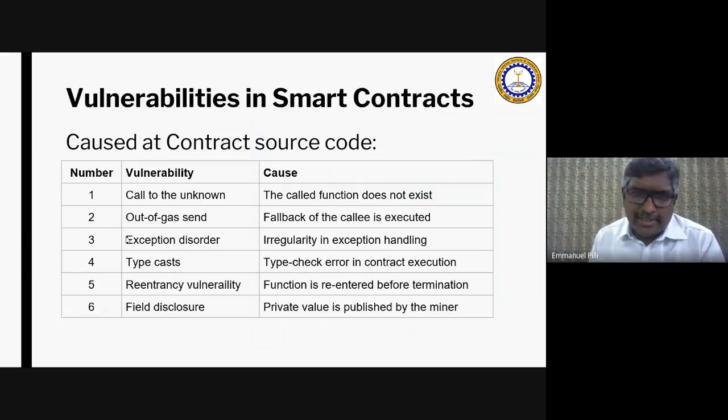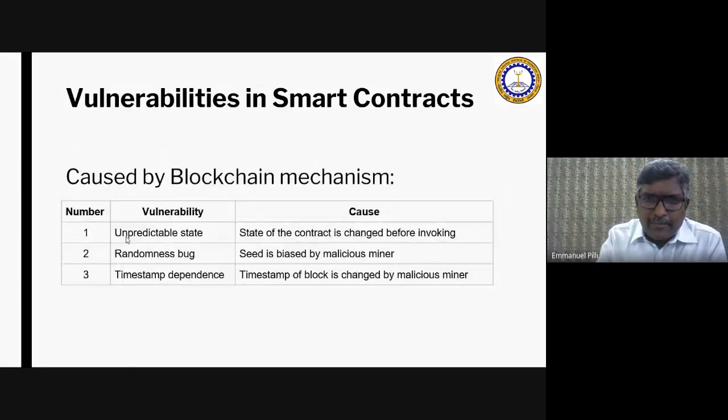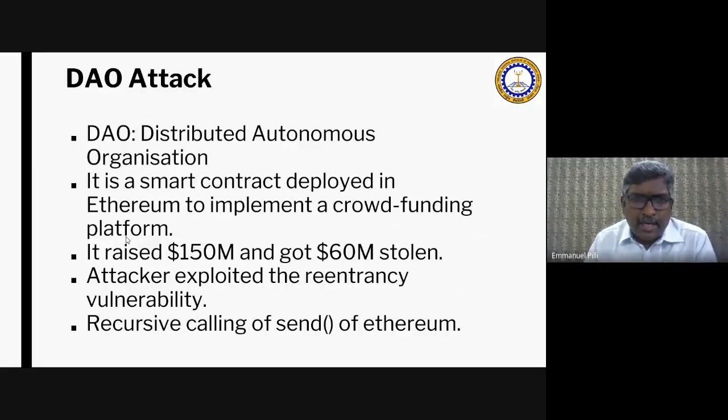There are many vulnerabilities, and smart contracts are the biggest application of blockchains, and they can be caused at contract source code. So there are many vulnerabilities, and the cause is also listed. So at the EVM bytecode, these are all vulnerabilities which can happen in the blockchain mechanism itself. There are some vulnerabilities which can be created. The distributed autonomous organization.